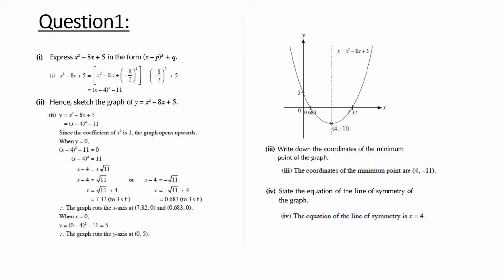See in the diagram, this curve has a minimum value of minus 11 and x equals 4 is the line of symmetry, and its x-intercepts are given by x equals 7.32 and x equals 0.683.